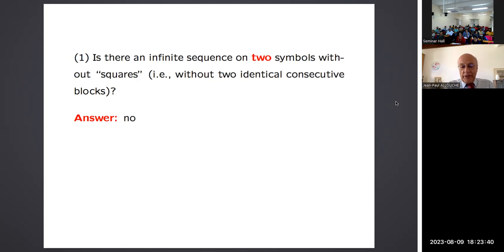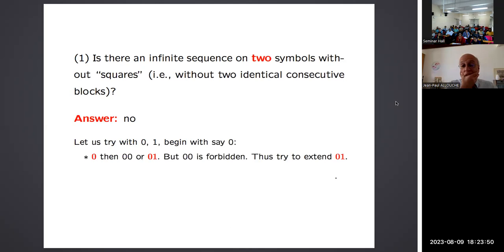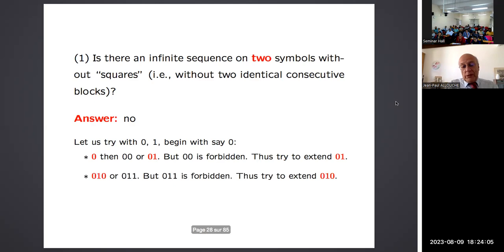Okay, let's try. We can call the symbols 0 and 1, and we can suppose we begin with a 0. Now try to extend the 0 to obtain a possibly infinite sequence. The two possibilities are either 0, 0, or 0, 1. But 0, 0 is forbidden, there is a square in it. So you start from 0, 1, and then you try to extend 0, 1. Two possibilities, 0, 1, 0, or 0, 1, 1. 0, 1, 1 is forbidden because there is a square 1, 1. So we are left with 0, 1, 0.